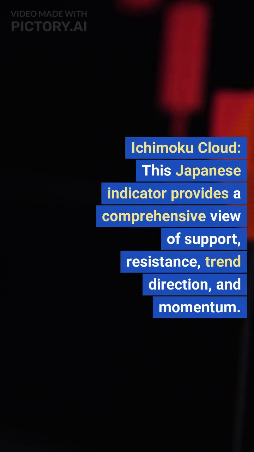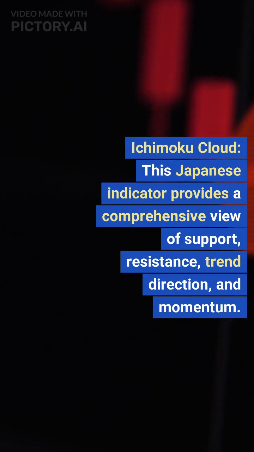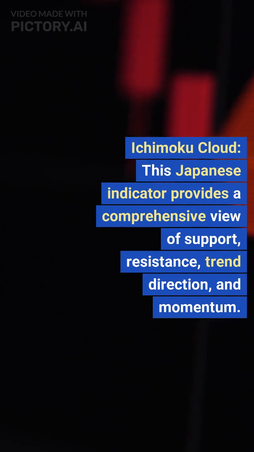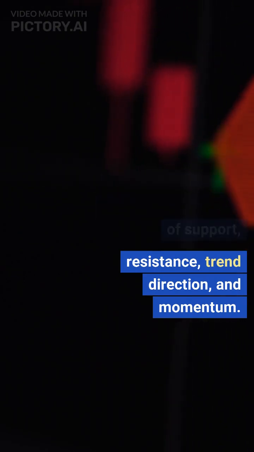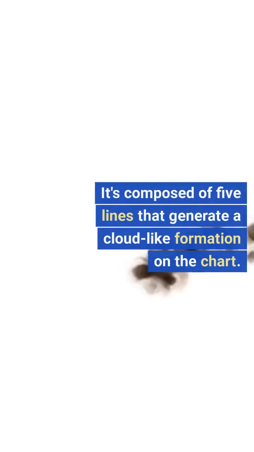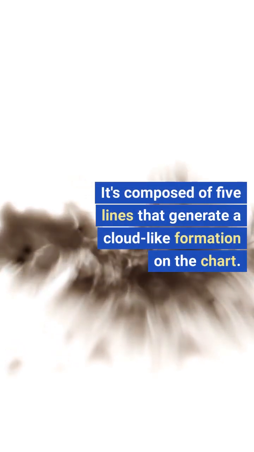Ichimoku Cloud. This Japanese indicator provides a comprehensive view of support, resistance, trend direction, and momentum. It's composed of 5 lines that generate a cloud-like formation on the chart.